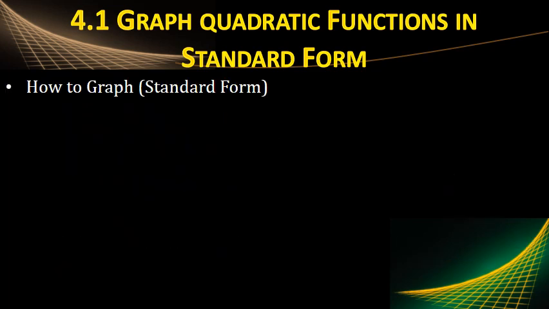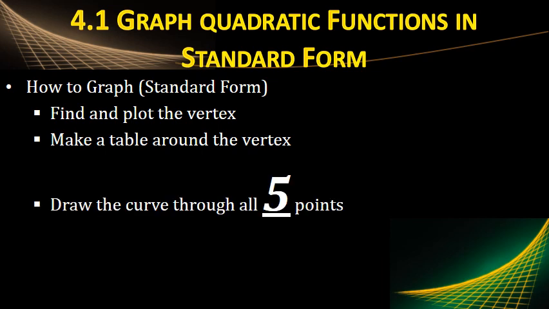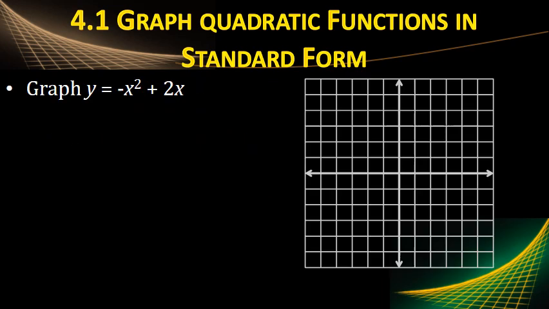How to graph in standard form. First thing you have to do is find and plot the vertex. Remember, the vertex was -b over 2a, which gives you the x value. Make a table around the vertex, then draw a curve through at least 5 points. More than 5 points would be fine, but you must have at least 5. For our first example, let's graph y equals -x squared plus 2x.